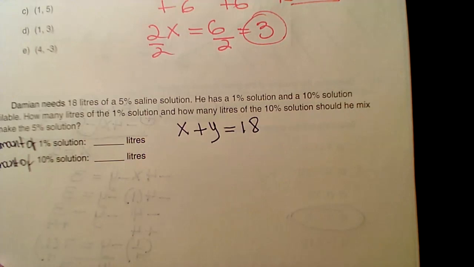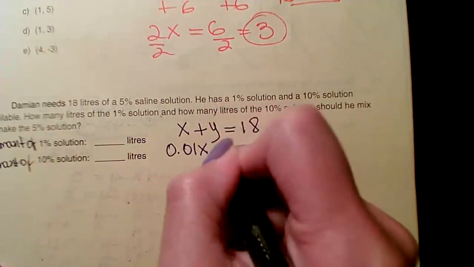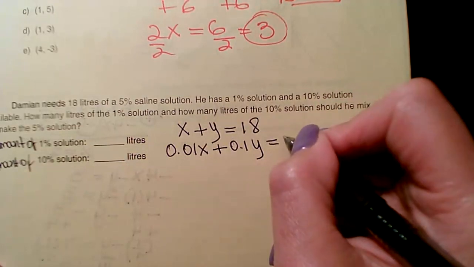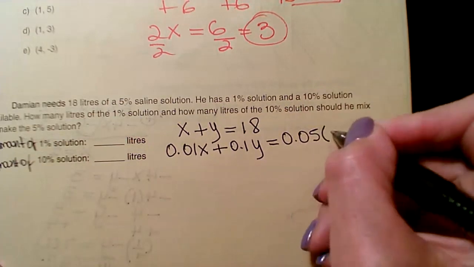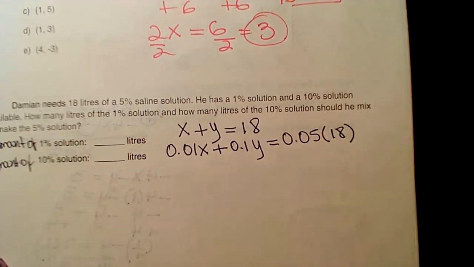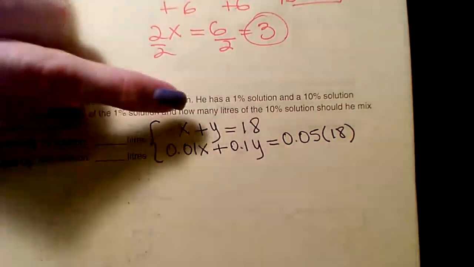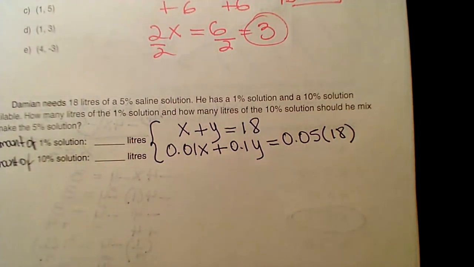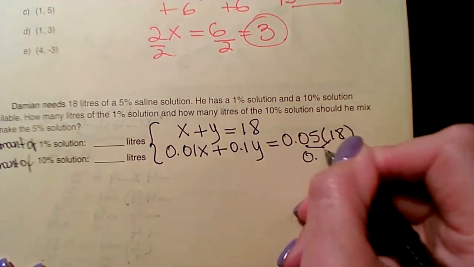The next one is going to be in terms of the percentage. What's the 1%? 0.01. And what's the y percent? 0.10. And the 18 liters, I need 5%. So it's 0.05 times 18. So we have both equations there. One is in terms of the liquid, and this is the percentage. When I multiply these two, what I get here is 0.9.